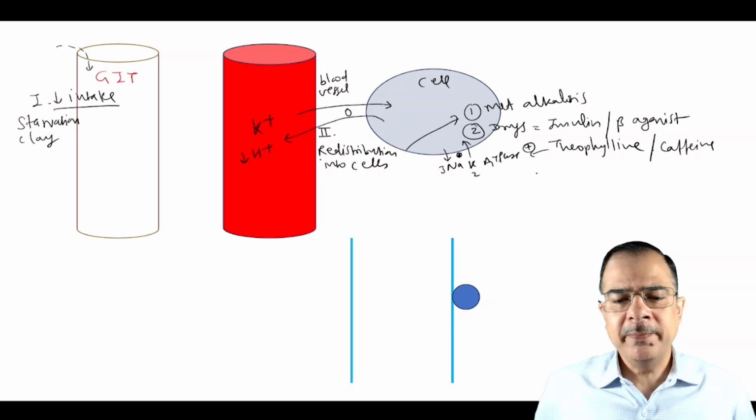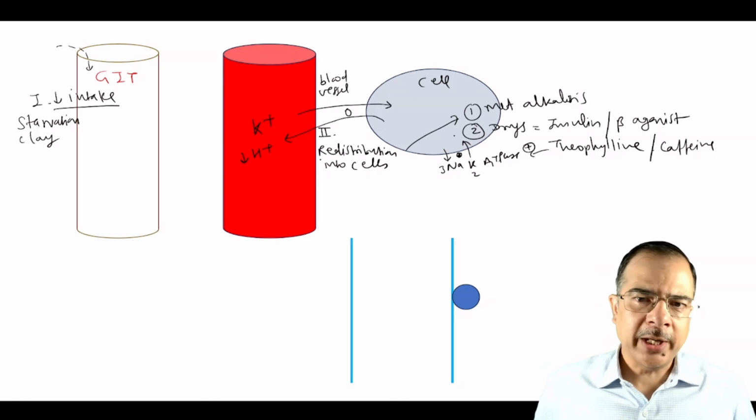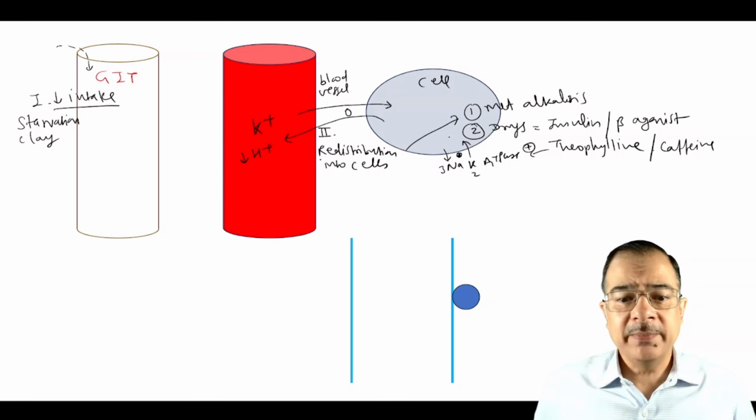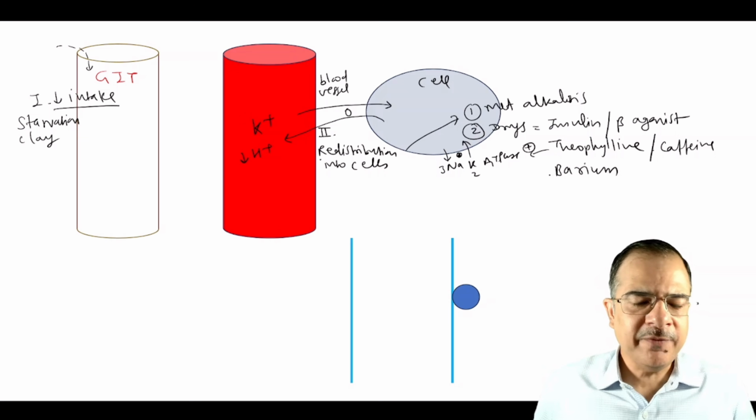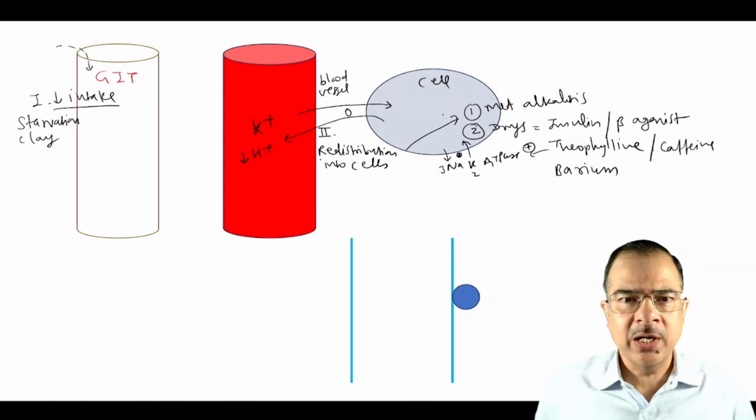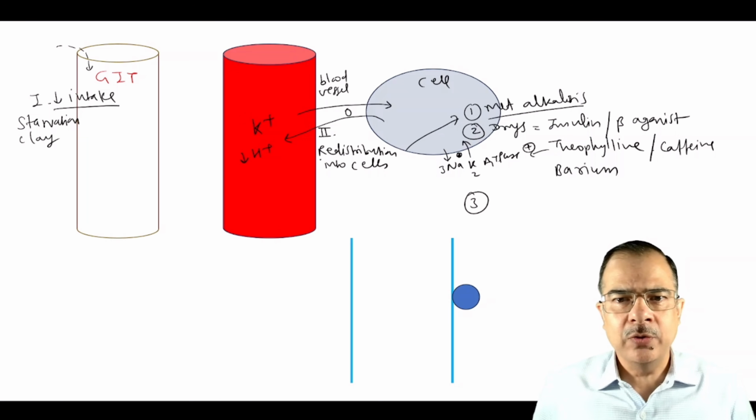Sympathomimetic effects of the body will also lead to potassium entry into the cells. Then some toxins like barium lead to an intracellular shift of potassium. Now the third cause in this redistribution list: first was metabolic alkalosis, second is drugs or hormones, and the third cause is anabolic states.